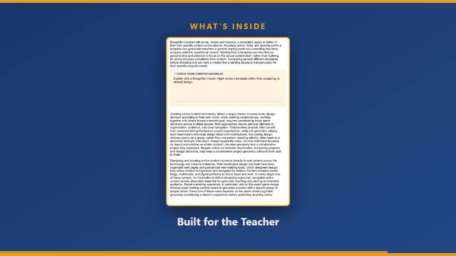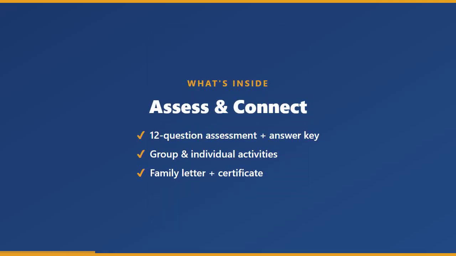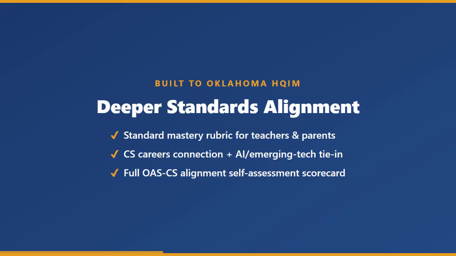with built-in comprehension checkpoints. This unit includes a standard mastery rubric for teachers and parents, a visual comparison chart of content types, a CS Careers connection, and an AI connection, all built to the Oklahoma HQIM rubric, plus a 10-question assessment with answer key, group and individual activities, vocabulary puzzles, a family letter, and a certificate of achievement.